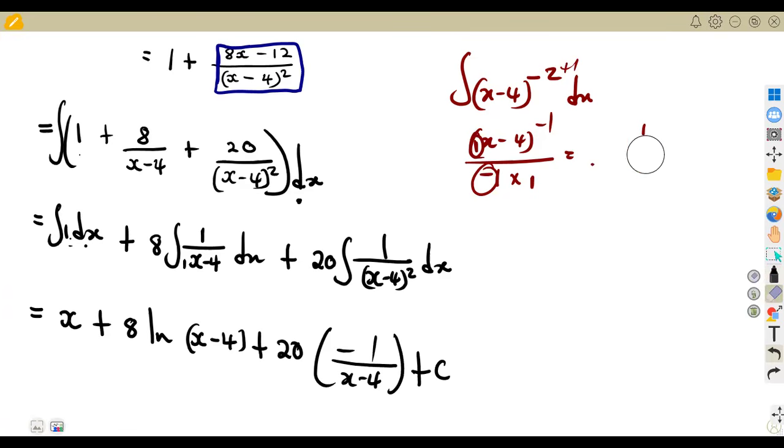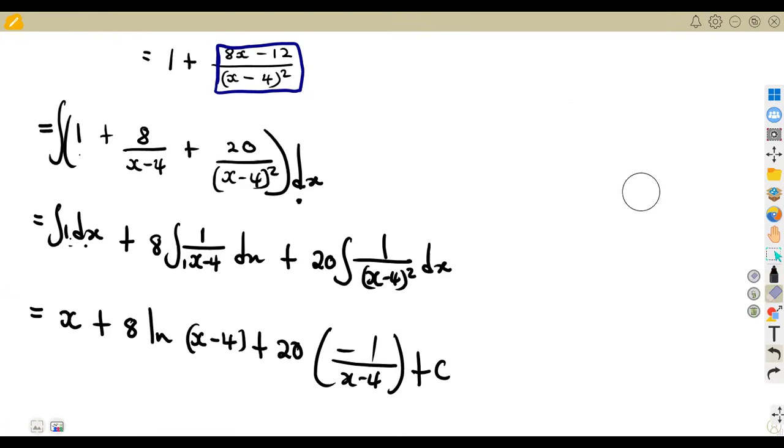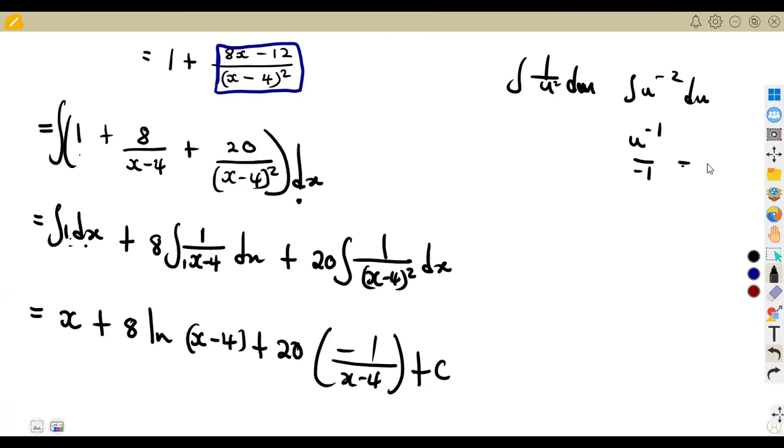Let u be equal to x minus 4. You differentiate, du/dx equals 1. Then you're going to end up with 1 over u squared with respect to u. So it will be the integral of u to the exponent of minus 2 with respect to u. You integrate that. You end up with u to the exponent of minus 1 over minus 1, which is minus 1 over u. But we say the u is x minus 4. So in place of this u, you substitute x minus 4, just like this part.